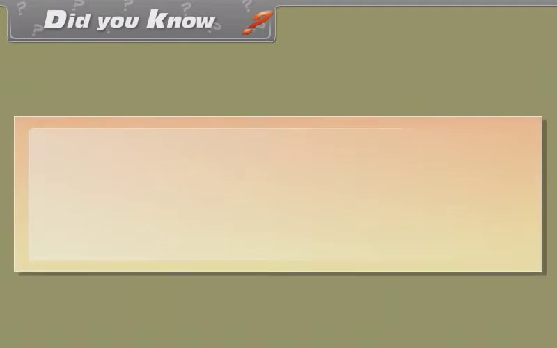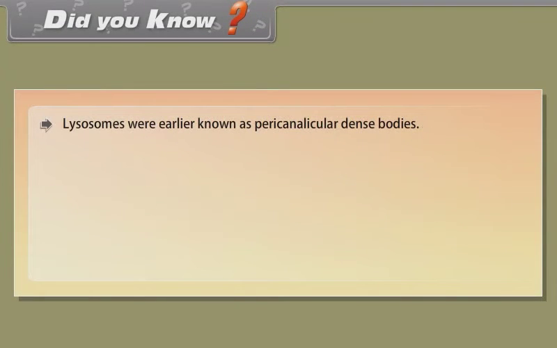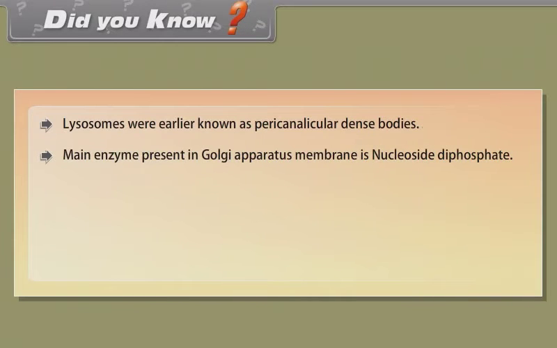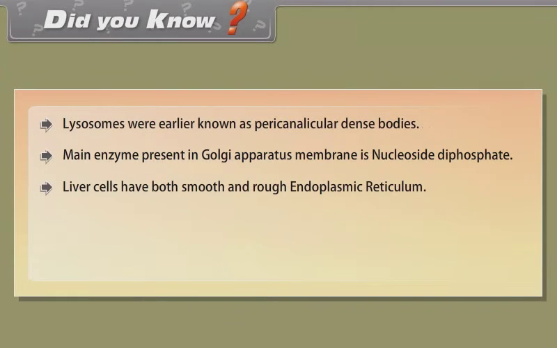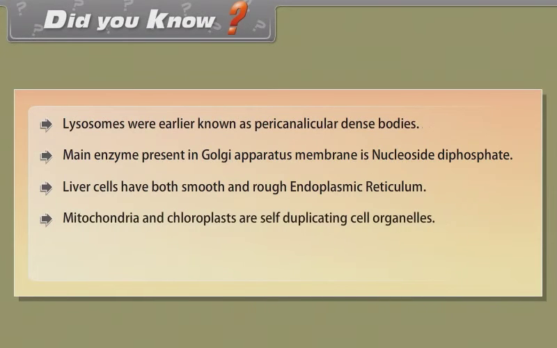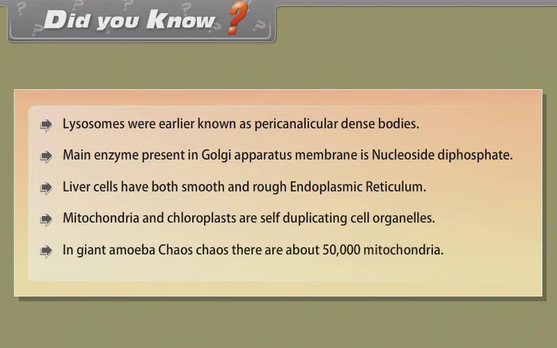Did you know? Lysosomes were earlier known as pericanalicular dense bodies. The main enzyme present in the Golgi apparatus membrane is nucleoside diphosphatase. Liver cells have both smooth and rough endoplasmic reticulum. Mitochondria and chloroplasts are self-duplicating cell organelles. In giant amoeba Chaos, there are about 50,000 mitochondria.